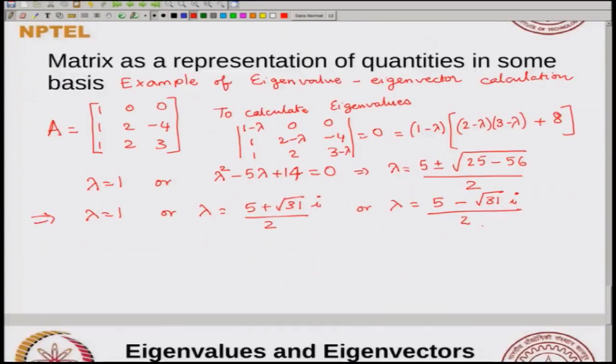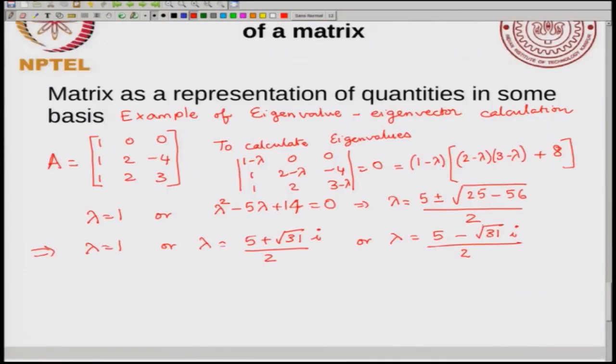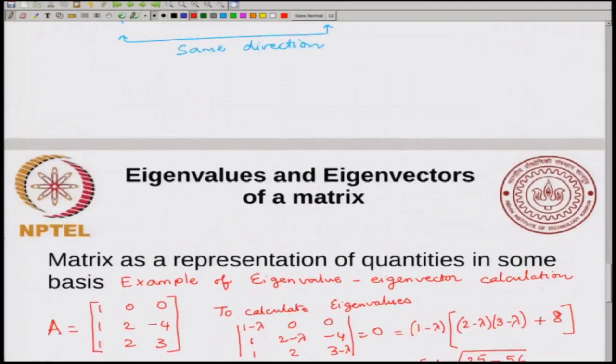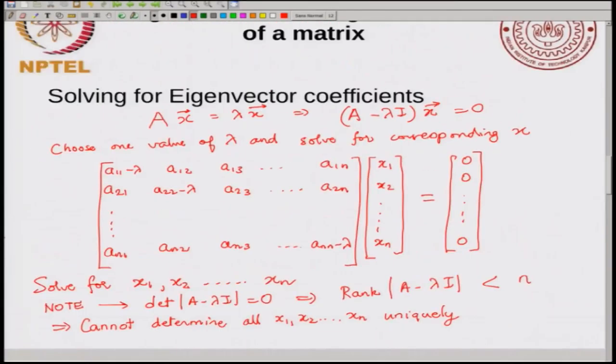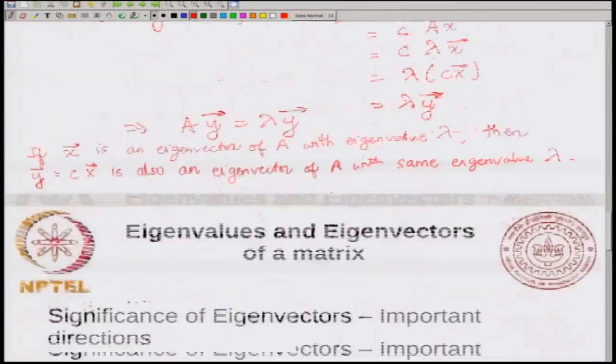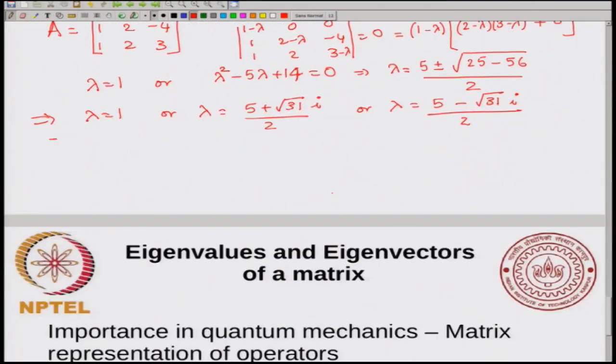Now what we need to do next is to calculate the eigenvectors. So I'll just take one example. Let's take lambda equal to 1, and I'll calculate the eigenvector corresponding to lambda equal to 1. So what I do is I take lambda equal to 1 and I put it in my equation, an equation of this form, and what I'll get is the following equation.